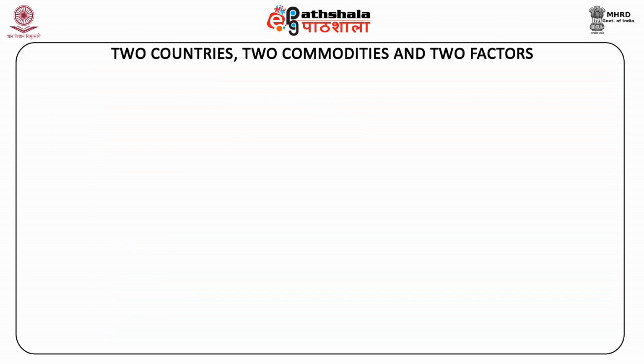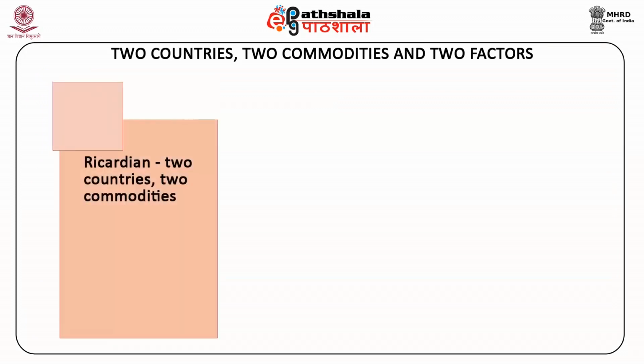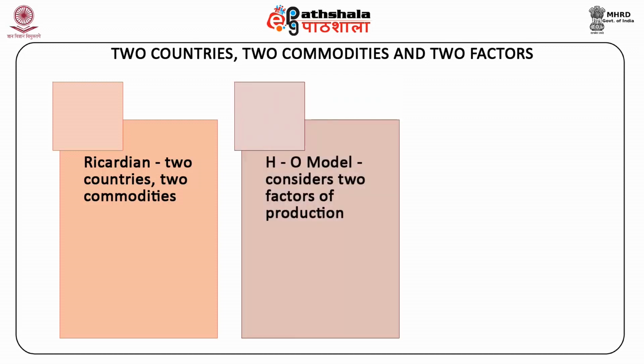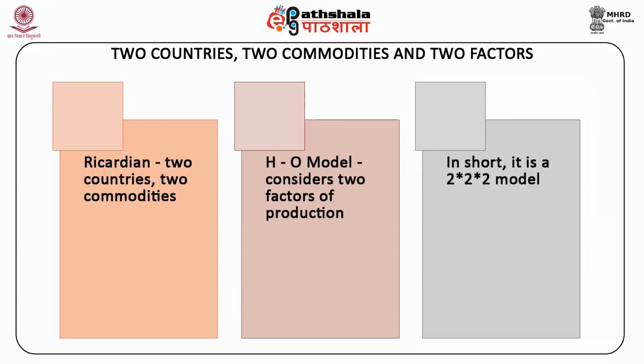In continuation with the Ricardian model, assumption of two countries and two commodities, the HO model further assumes that there are two factors of production, that is, labor and capital, instead of a single factor of production assumed earlier, and that both factors are employed in the production of both commodities. In short, it is a 2 into 2 into 2 model.